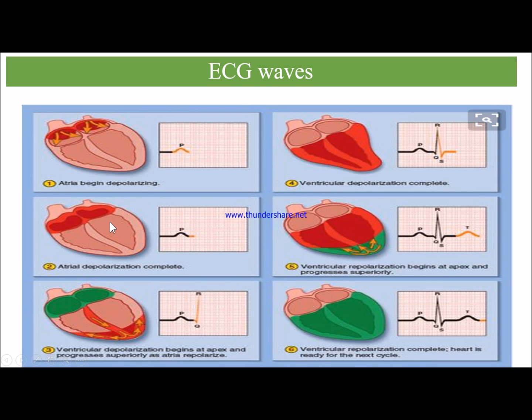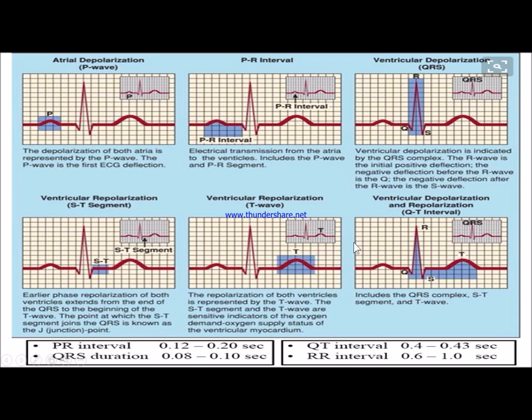When the atria and the ventricle depolarize or repolarize, or when the impulse is traveling from the atria to the ventricle, it is always denoted by the PR interval. The PR interval duration is 0.12 to 0.20 second. The PR interval is always helpful when the patient has some heart abnormality.